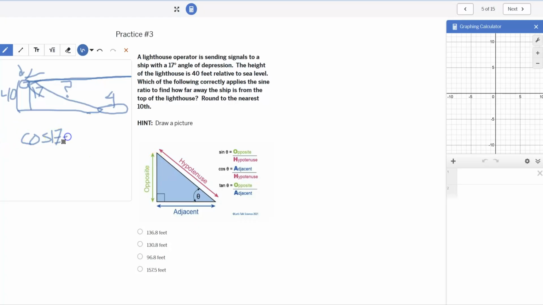I'll put that in there, is equal to the adjacent side, which is 40, over x. Now, one of the things I try to advise you guys is if x is high, you multiply, if x is low, divide and go.